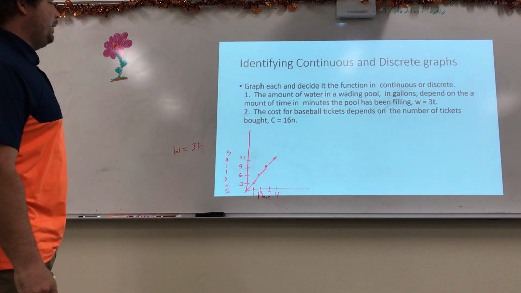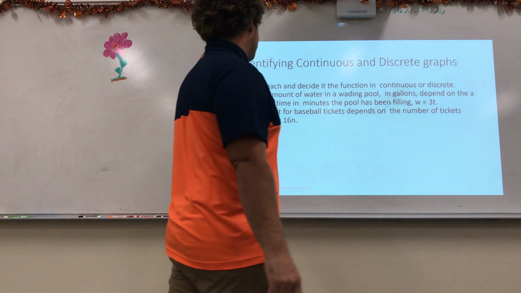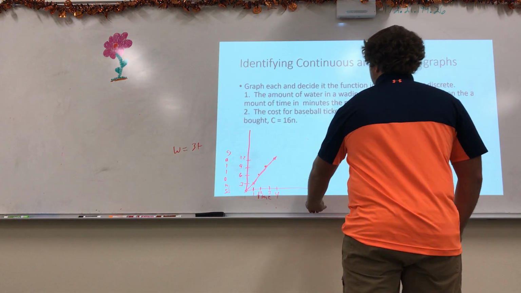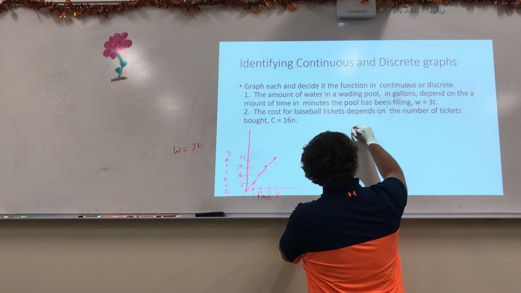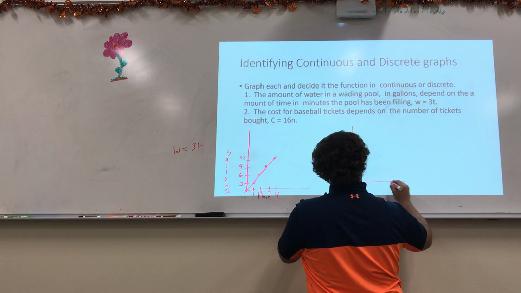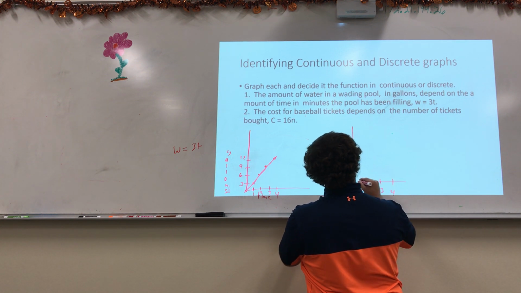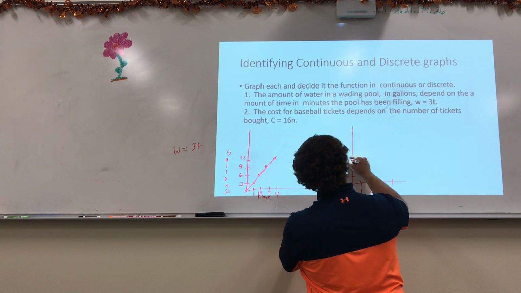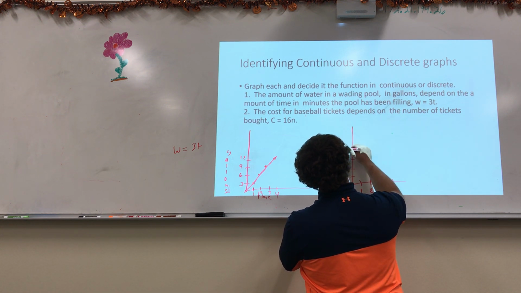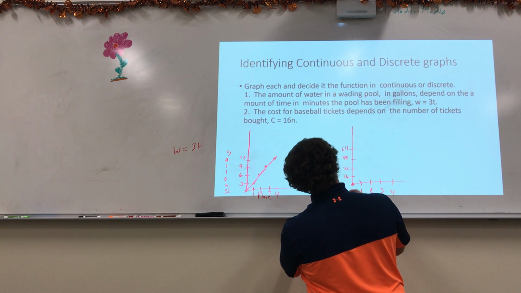The cost for baseball tickets depends on the number of tickets bought. Okay, so we have this one. N is probably going to be the number of people going. C is going to be the cost of the total bill. So if I buy 1 ticket, 2 tickets, 3 tickets, 4 tickets, it's going to cost me 16, 32, 48, 64. Alright, so if I buy 0 tickets, it's going to be 0, 0.